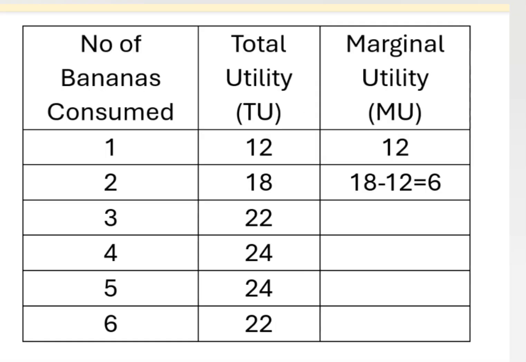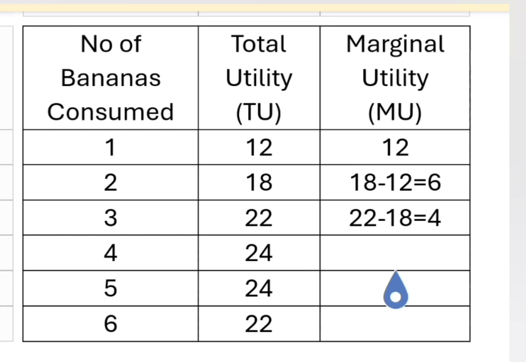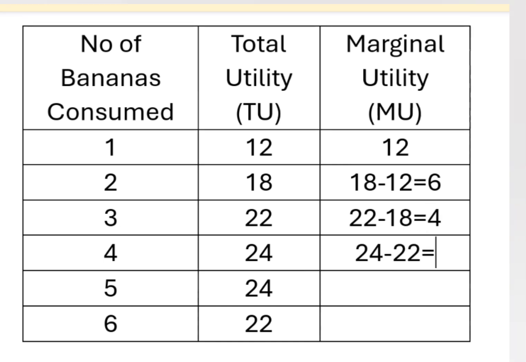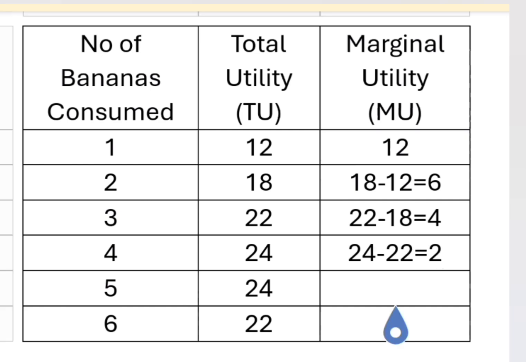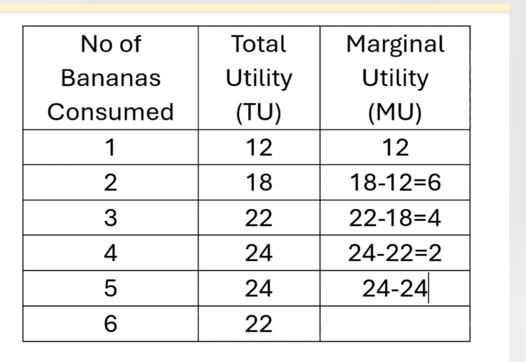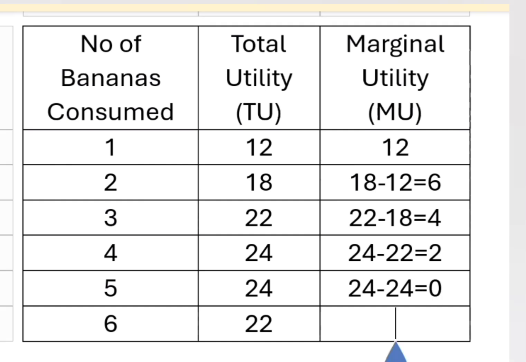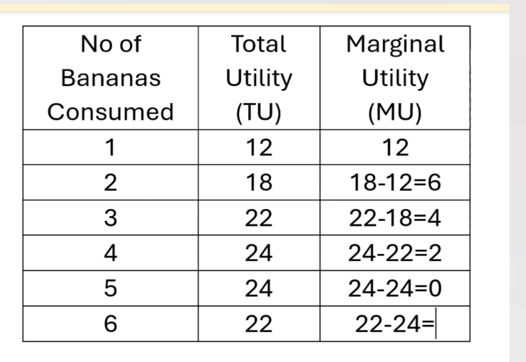For the third banana, MU equals 22 minus 18 equals 4. For the fourth banana, MU equals 24 minus 22 equals 2. For the fifth banana, MU equals 24 minus 24 equals 0. For the sixth banana, MU equals 22 minus 24 equals minus 2.